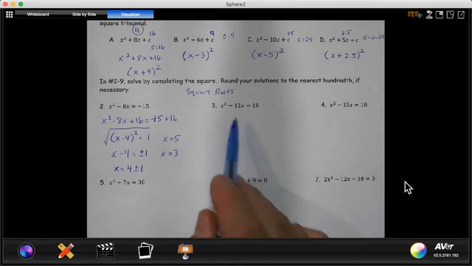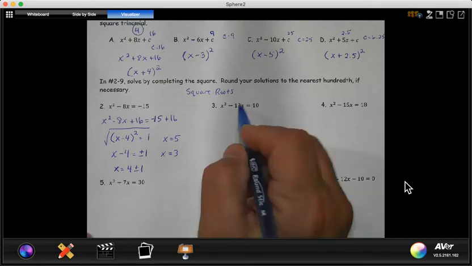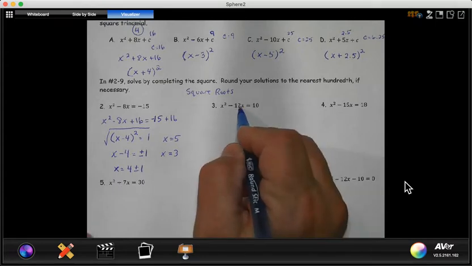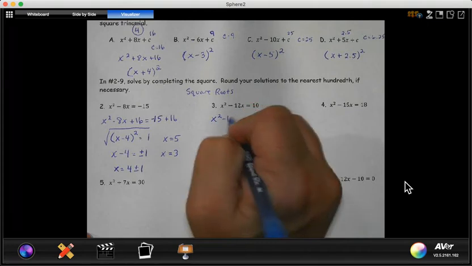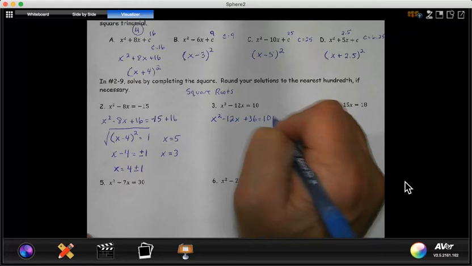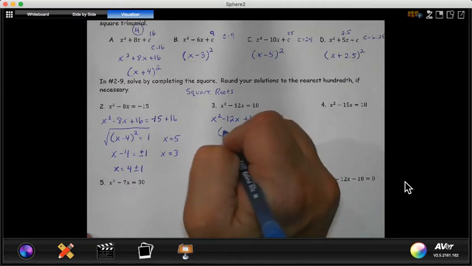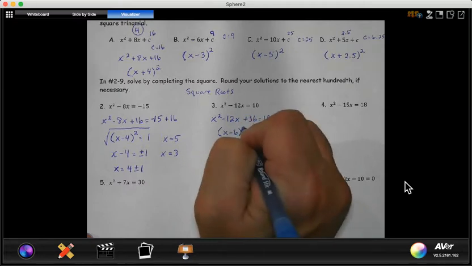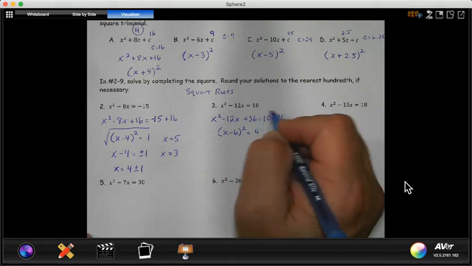It's set up for complete the square. I got the x's on one side and the non-x's on the other. So what I need to do is find that perfect number. Half of 12 is 6. 6 squared is 36. So watch. You're going to add 36 to the left side and then add 36 to the right side. The left side factors. So I have x minus 6 squared, and that is 46.